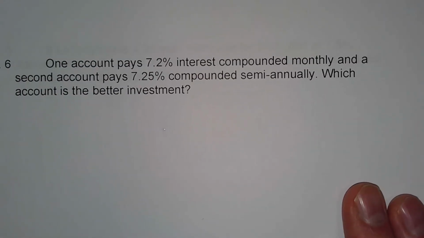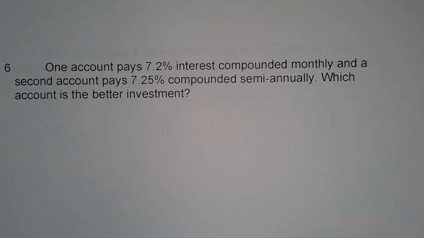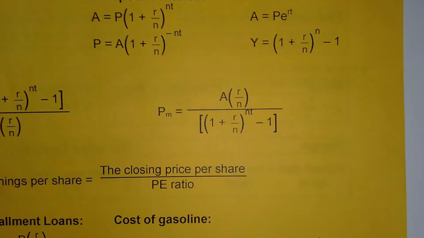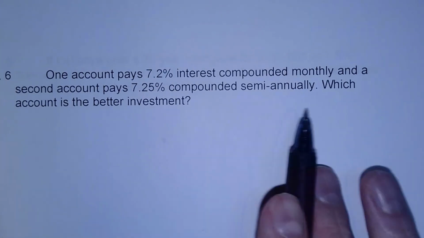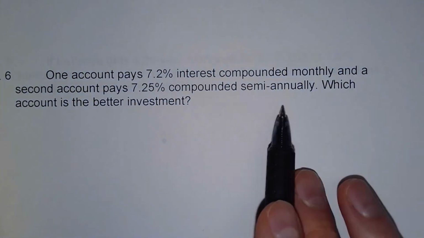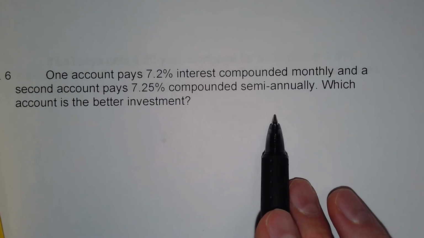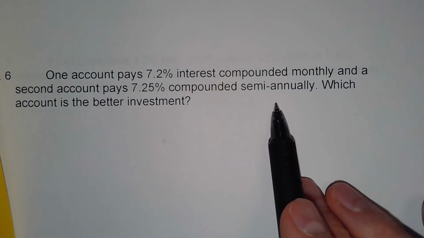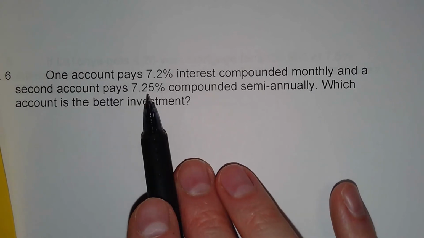Now let's look at number 6. One account pays 7.2% interest compound monthly, and the second account pays 7.25% compound semi-annually. Which one is the better investment? So we're talking about compound interest. Now, we notice we're missing a lot of information. We don't have the time. We don't have the principal. All we have is the interest rate and the compounding.